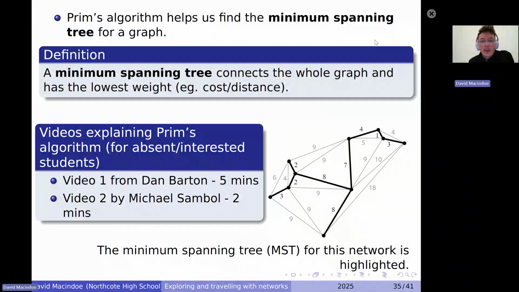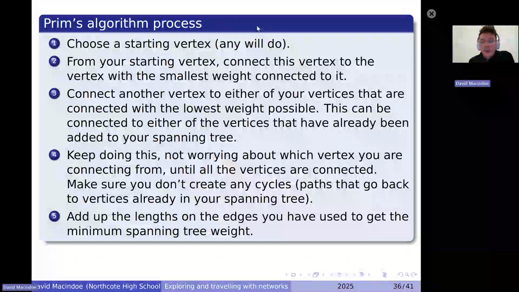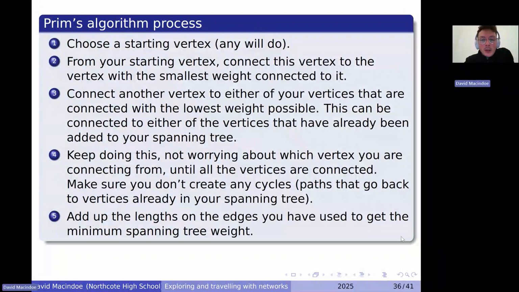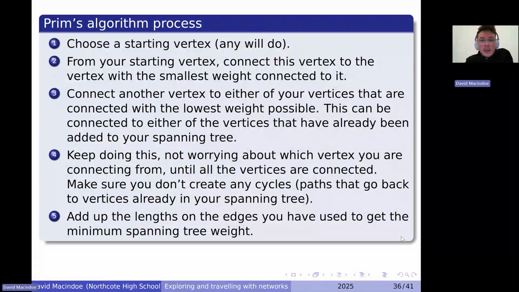So a minimum spanning tree connects the whole graph and has the lowest weight. That might be cost or distance. Here we've got a network where the minimum spanning tree is highlighted. I'm going to show you Prim's algorithm, which is a way to find it. I'd say Prim's algorithm is one of the easier algorithms to learn in general maths, which is nice. If you'd like, you could pause the video and take a screenshot of this process to have something to refer to. But I'm just going to show you some examples, and hopefully that will help you understand it.